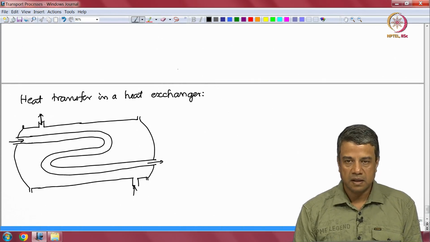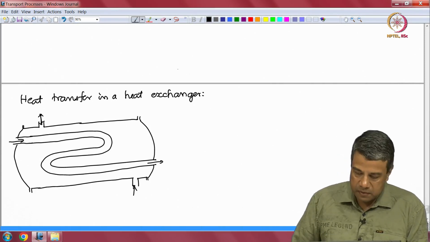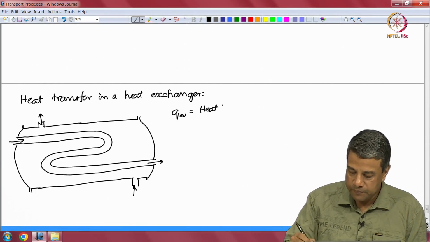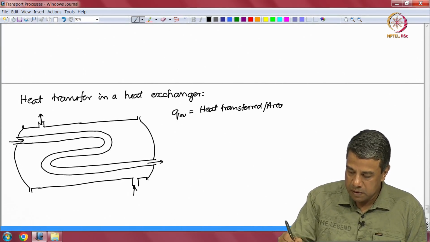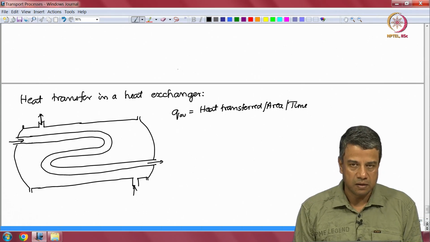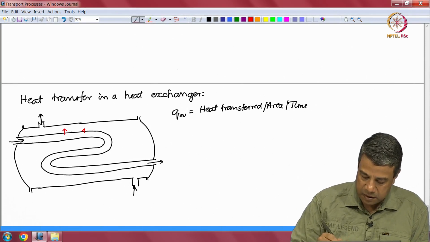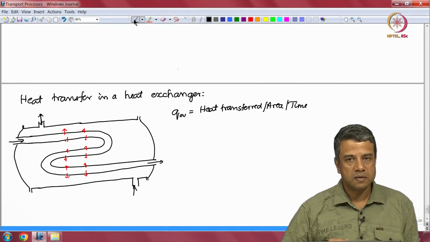Once again, instead of expressing the transport rates as a transport rate per unit time, which is an extensive quantity, it depends upon the surface area of the shell and the tube. We will express it in terms of an intensive quantity, which is the average flux, Q average, which is equal to the heat transferred per unit area per unit time across the surface of the tube, across which heat transfer is taking place. So, that is the heat transfer rate.